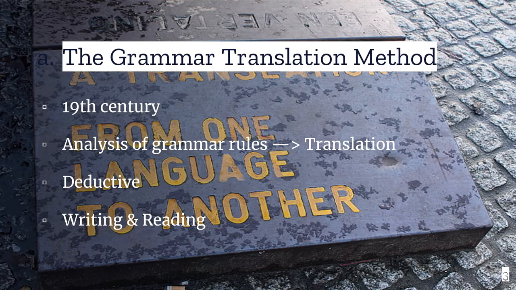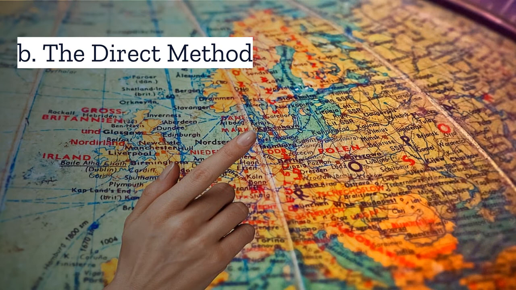These are the main points about the grammar translation method. I hope it's clear, and now we can move to the second method. That is the direct method. The direct method was practiced towards the end of the 19th century. The method is otherwise called the natural method or the Berlitz method, as Maximilian Berlitz was the major proponent of the direct method.